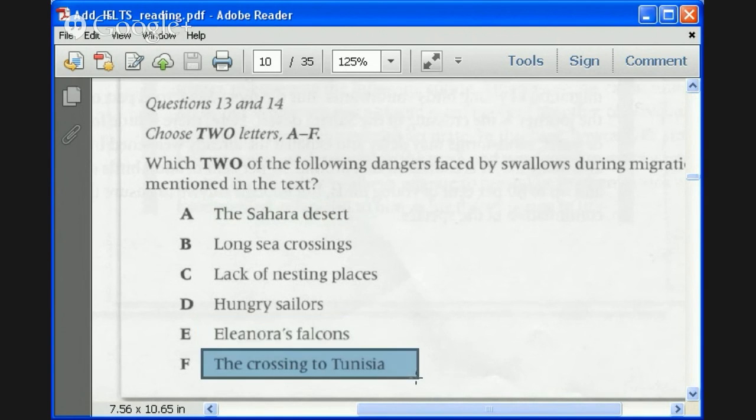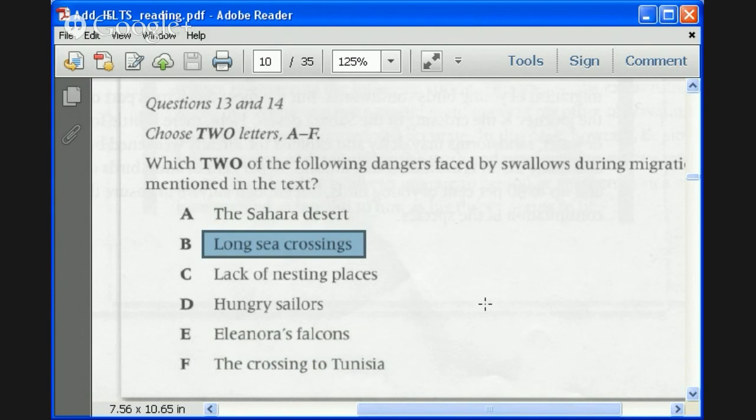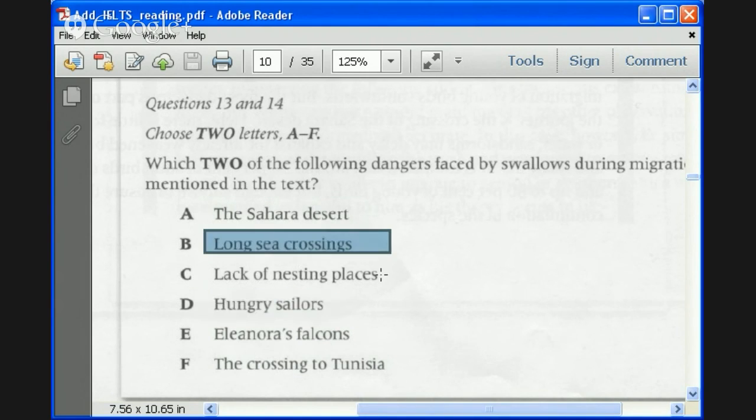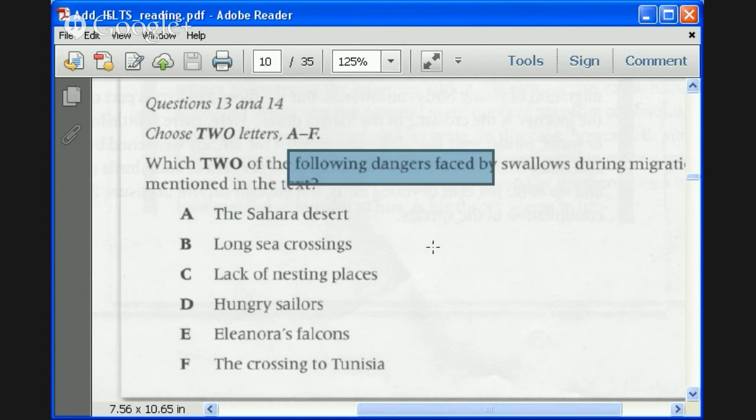The trick is Tunisia's mentioned, but it's mentioned as a destination, not as a danger. Sea crossings are mentioned, but as something that is avoided. I don't think hungry sailors are mentioned at all. So this is sort of the IELTS trick. They mention things, but in a different context. So you've got to put it into the context of the question. Does it match this? Dangers.